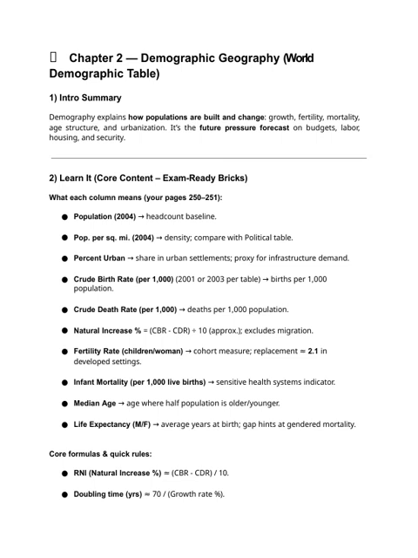Now, moving on to the core content, these are your exam-ready bricks. First, the population figure for 2004 is simply the total headcount at that time, giving us a baseline. The population per square mile in 2004 tells us about density, how crowded or sparse a population is. And you can compare this with the political table to see how territory and population relate.